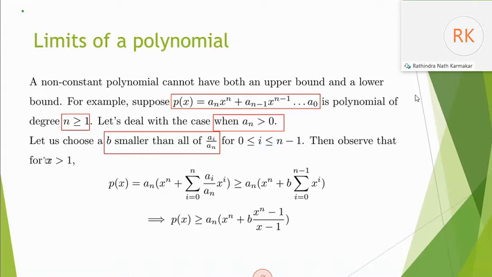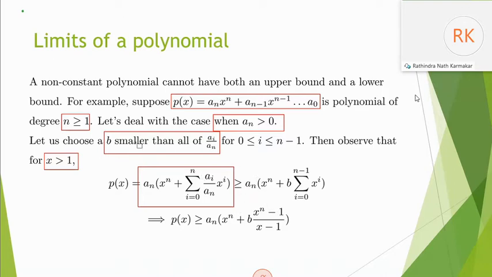Now observe that whenever x is greater than 1, we get a certain inequality. So what do we get? So from the expression for p of x, let us factor out a_n. Then we will get this expression. a_n times, within brackets, x power n plus summation i equal to 0 to n minus 1 of a_i by a_n x power i. It should be n minus 1 here, sir.